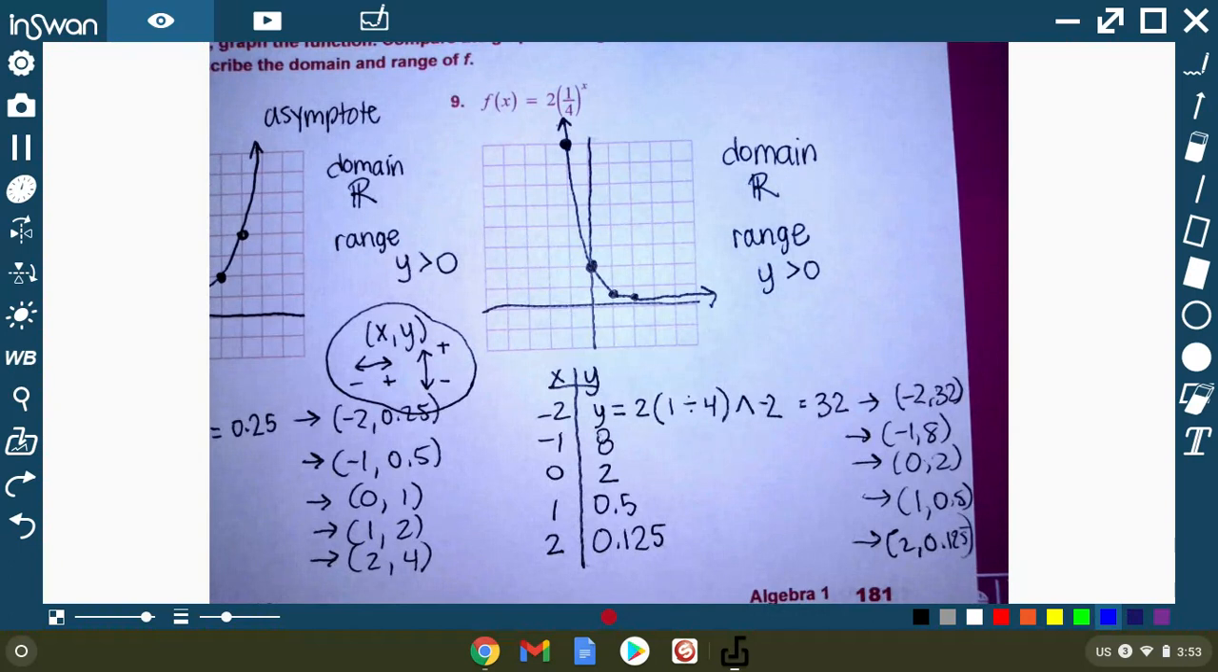So that is exponential. You have to look at a table and look at how the y values are changing. You have to evaluate, so type things into your calculator. And then the last part is graphing, and the graphing we'll continue to work on with the next lesson as well.